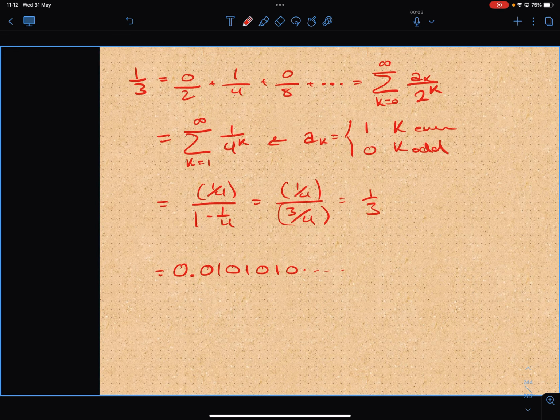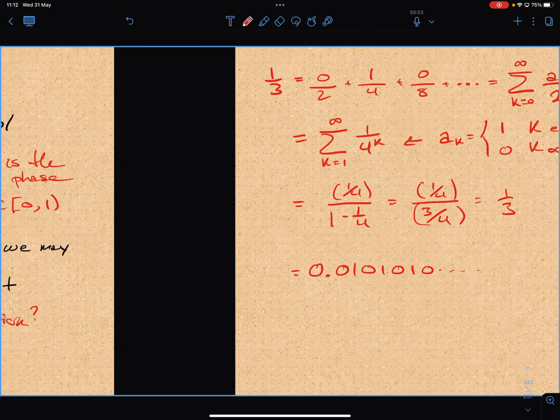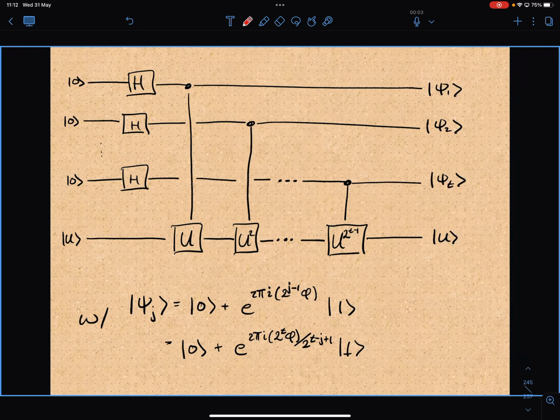So anyway, this is the whole point: we have a circuit such that if phi has a terminating expansion, then we can compute the phase. But it's not going to work in general, so we'll discuss what to do when it doesn't have a terminating series. So in here, what we have is this circuit to compute the phase.